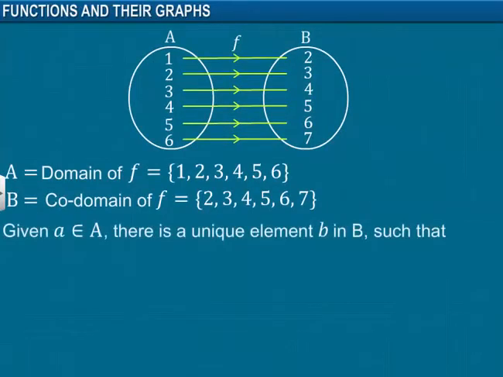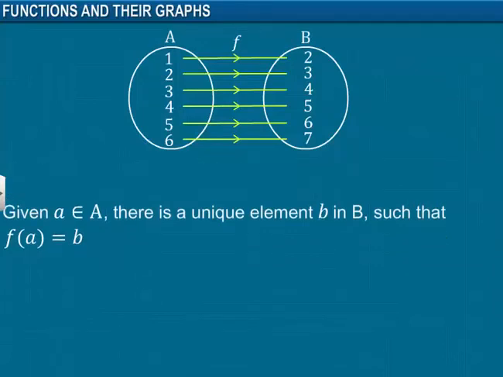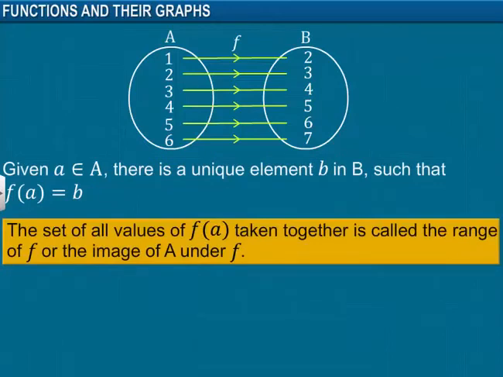Given an element a from set A, there is a unique element b in set B that is related to a. The unique element b, to which f relates a, is denoted by f(a) and is also called the value of f at a or the image of a under f. The set of all the values of f(a) taken together is called the range of f.